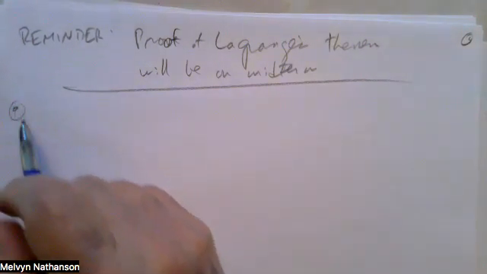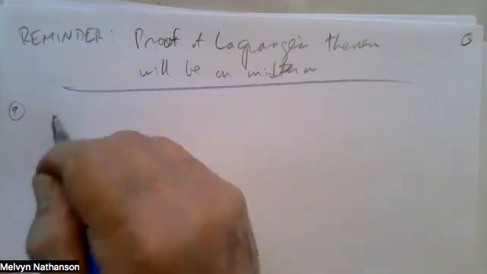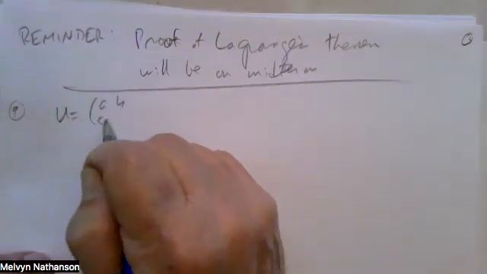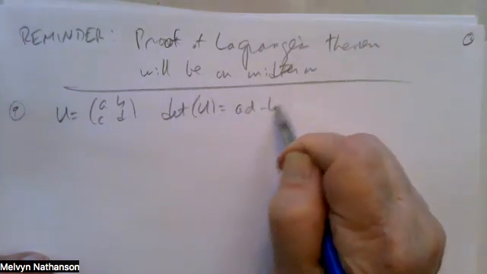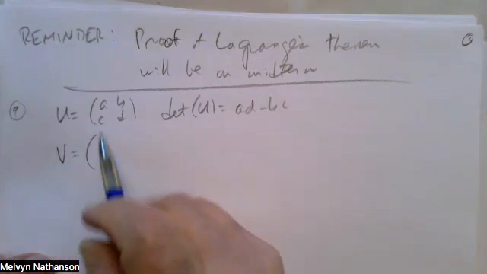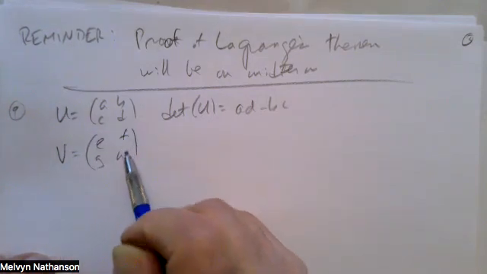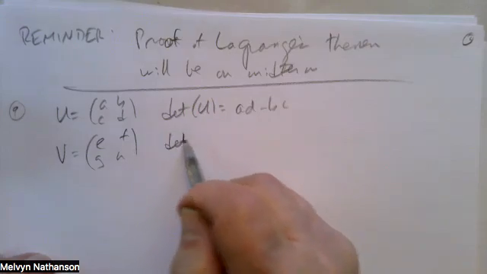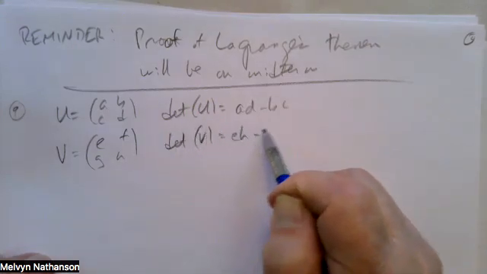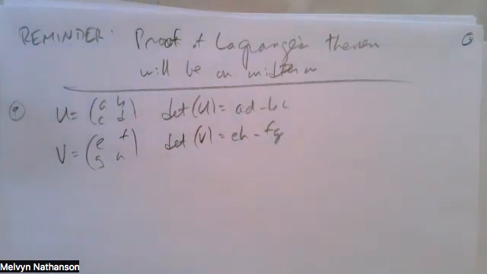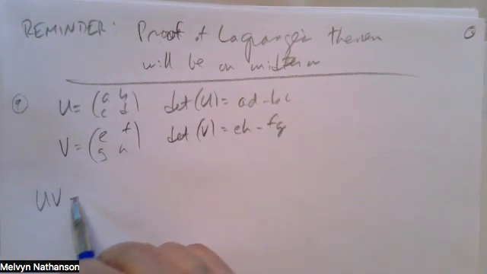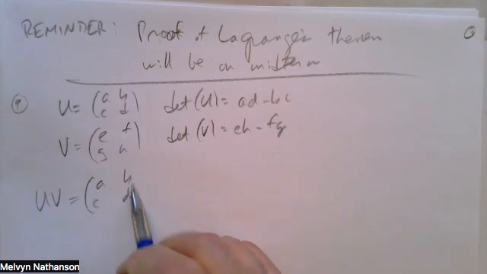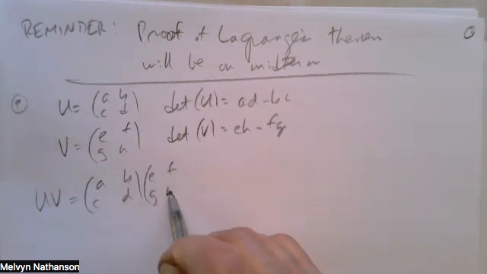Anyway, continue. Problem 9. So if you have U, a 2 by 2 matrix, a, b, c, d, the determinant of U is ad minus bc. And V, e, f, g, h, is another 2 by 2 matrix. The determinant of V is eh minus fg. So you've taken linear algebra, so you're familiar with matrices, certainly. What is U times V? a, b, c, d times e, f, g, h.